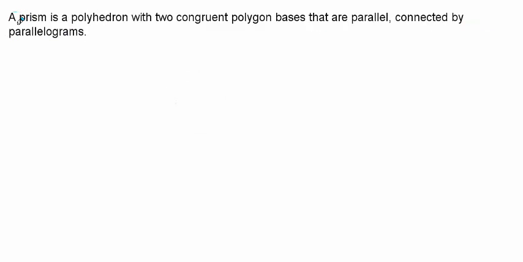A prism is a special type of polyhedron with two congruent polygon bases that are parallel, and they are connected by parallelograms. When the connecting parallelograms are rectangles, we have a rectangular prism. Prisms are named by the names of their polygon bases.